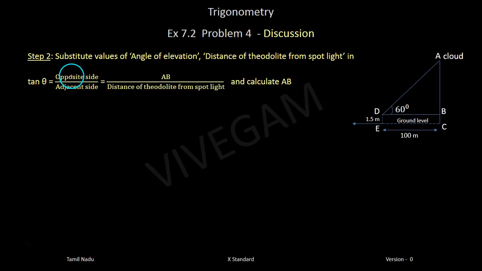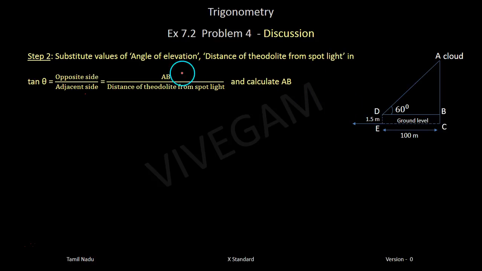So this is the formula which we need to use. Tan theta is opposite side by adjacent side. But what is it in this case? Tan theta is tan 60. That is equal to opposite side, which is AB, and adjacent side, which is nothing but BD. But what is BD? BD is the distance of the theodolite from the spotlight, right?